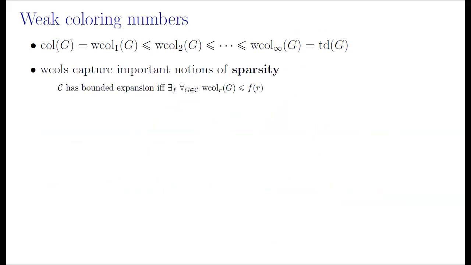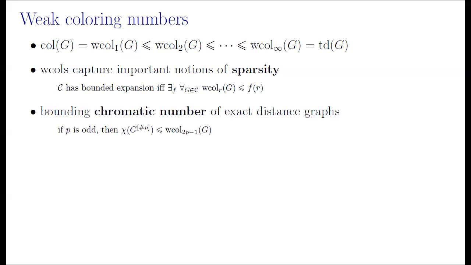The next reason, which is probably the most prominent one, is that weak coloring numbers capture important notions of sparsity. For example, one can characterize classes of bounded expansion with weak coloring numbers, which is also very useful. We'll see it in a moment.